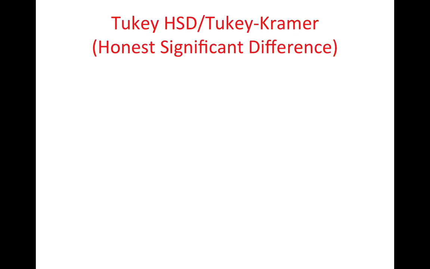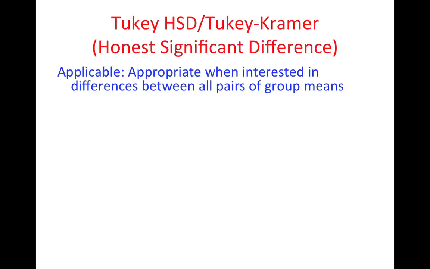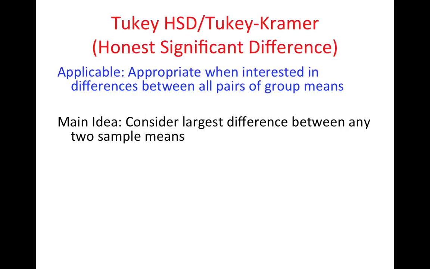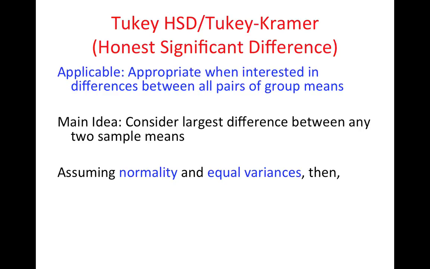Here's another method. Tukey's honest significant difference, or also Tukey-Kramer, which is a slight variation of this. This is applicable when you're interested in differences between all pairs of group means, which again is the situation we have here. The main idea is to consider the largest difference between any of the two sample means. So if we have 4 different occupations we're looking at, we're going to focus on the pair of them that's most different from each other.